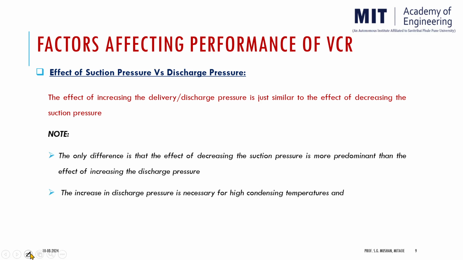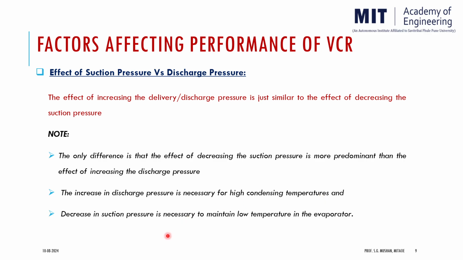The first and foremost reason is that the increase in discharge pressure is necessary for a high condensing temperature. Wherever a high condensing temperature is required, we need to increase the discharge pressure to a higher level. Only when we increase the discharge pressure to a higher level can the high condensing temperature be achieved.